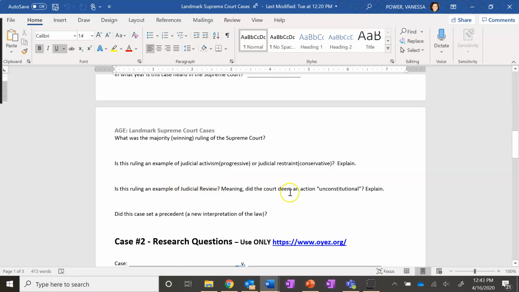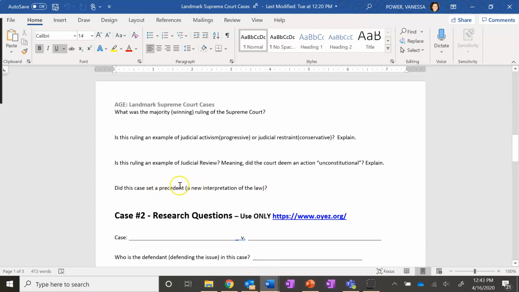Judicial review. Remember, judicial review is if the court determines a ruling or an action unconstitutional. So this case, Roe v. Wade, yes, they believe the lower courts were unconstitutional, that Roe was violated in her right to have an abortion. And that is setting a new precedent. And in this case, yes, it is setting a new precedent because it is now making it standard procedure in all 50 states that abortions are legal constitutionally.